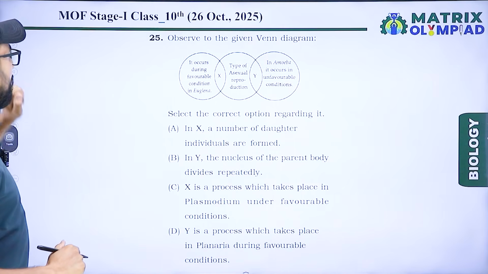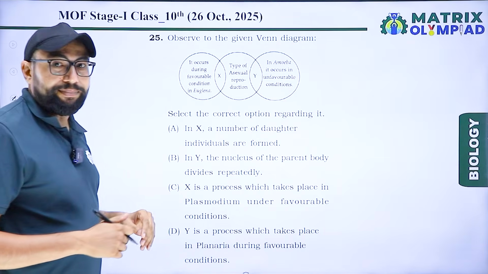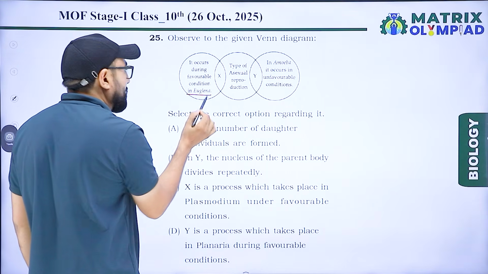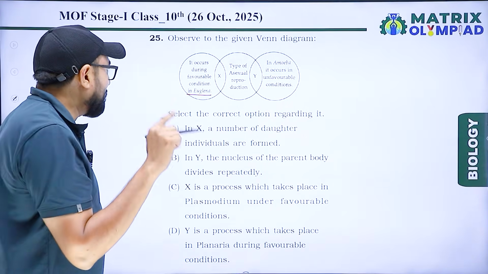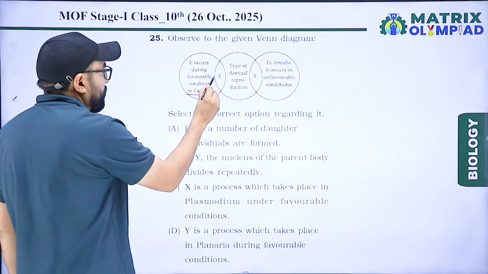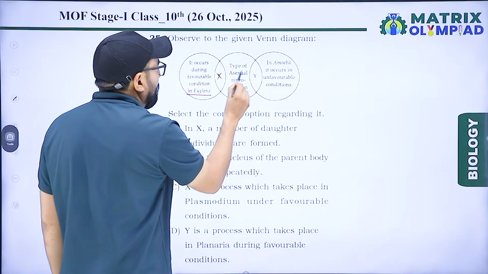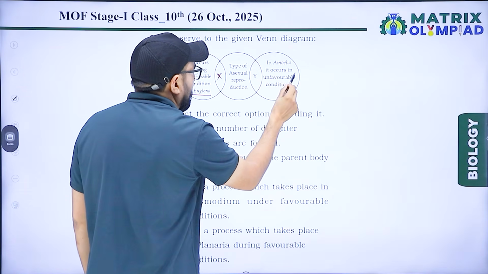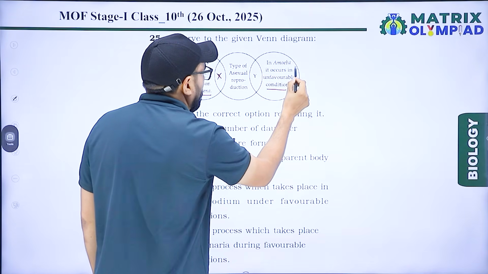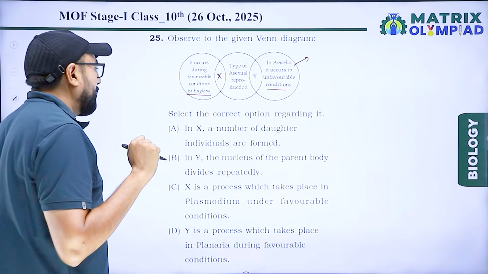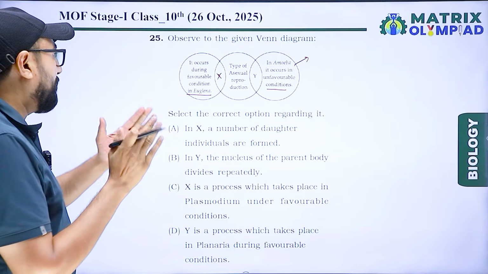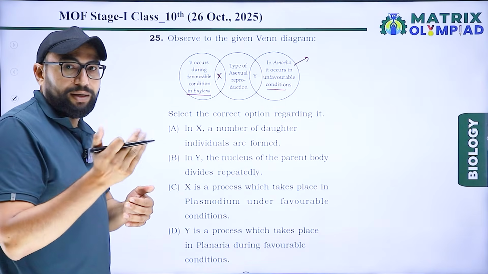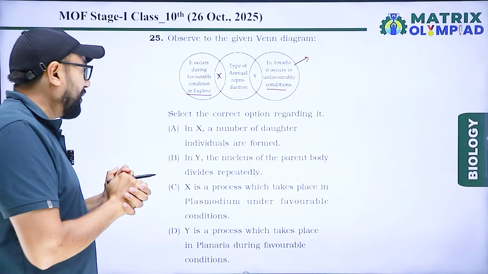Next, observe the given Venn diagram. It occurs during favorable conditions in Euglena. It means this is a case of reproduction. So this is X, a type of asexual reproduction, X and Y. In amoeba, it occurs in unfavorable conditions, Y. Y in amoeba, unfavorable conditions, means multiple fission or spore formation in amoeba.